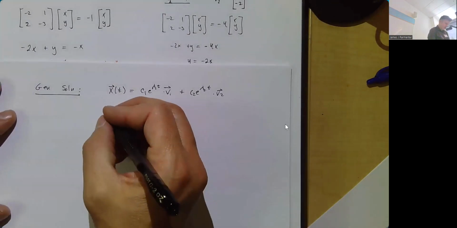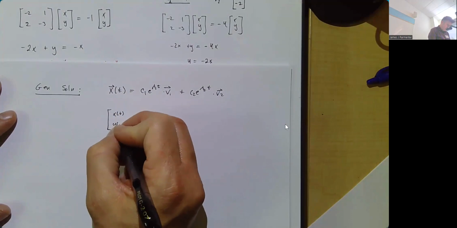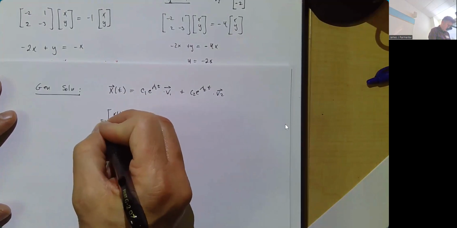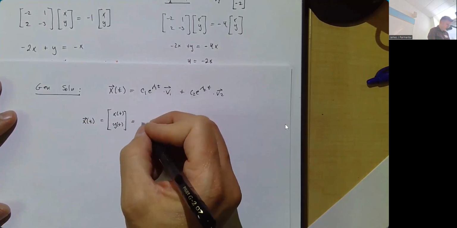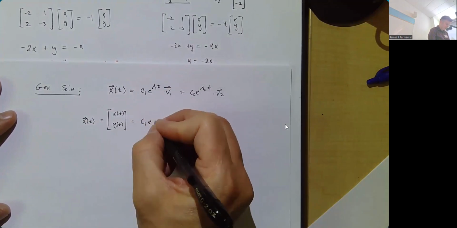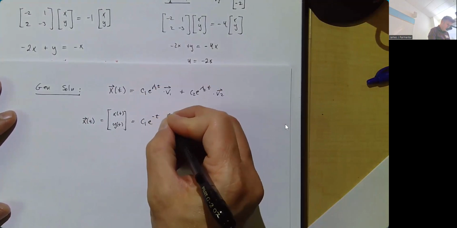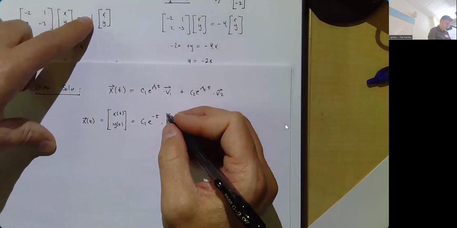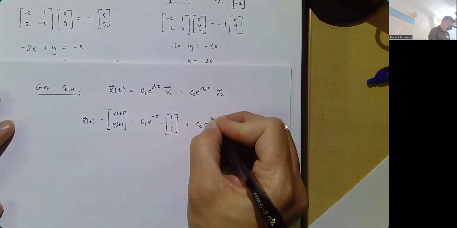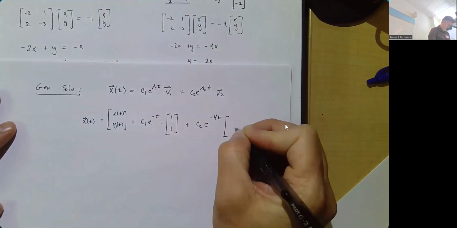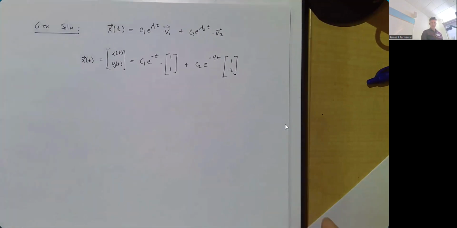So here, our solution vector (x, y), which is what we're calling x of t as a vector, is, we don't know what c1 is, so it's c1 e to the lambda 1, which is -1, times t, times v1, which is (1, 1), plus c2 e to the -4t times (1, -2).